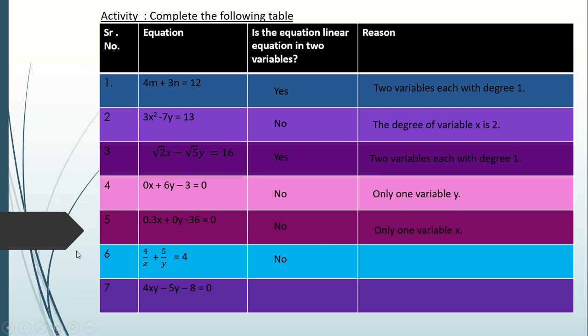Now next one. Here 1 upon x. 1 upon x means x raised to minus 1. So here the degree is not 1. Therefore this is not a linear equation. Now here xy is there. The degree of this term becomes 2. So this again is not a linear equation. So by now I hope it is very clear to you what are linear and what are not.